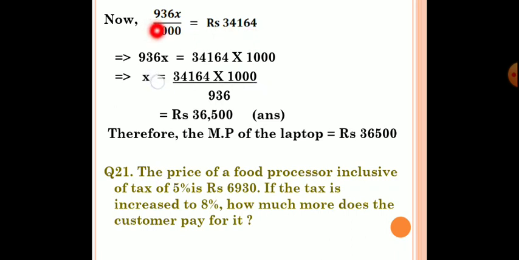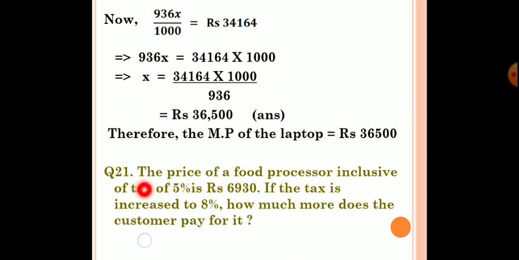So we can write it according to the question as 936x by 1000 is equal to rupees 34,164. So 936x is equal to 34,164 into 1000. Therefore, x equals 34,164 into 1000 divided by 936. That is equal to rupees 36,500. Therefore, the marked price of the laptop is rupees 36,500.